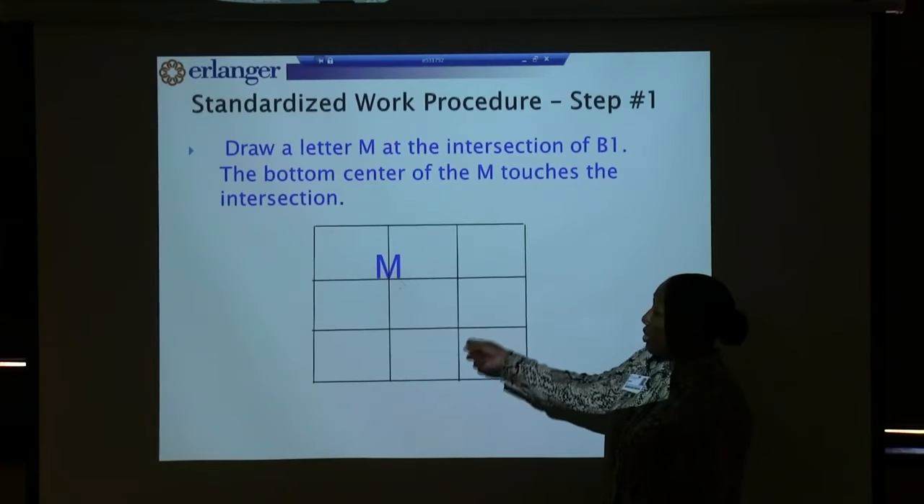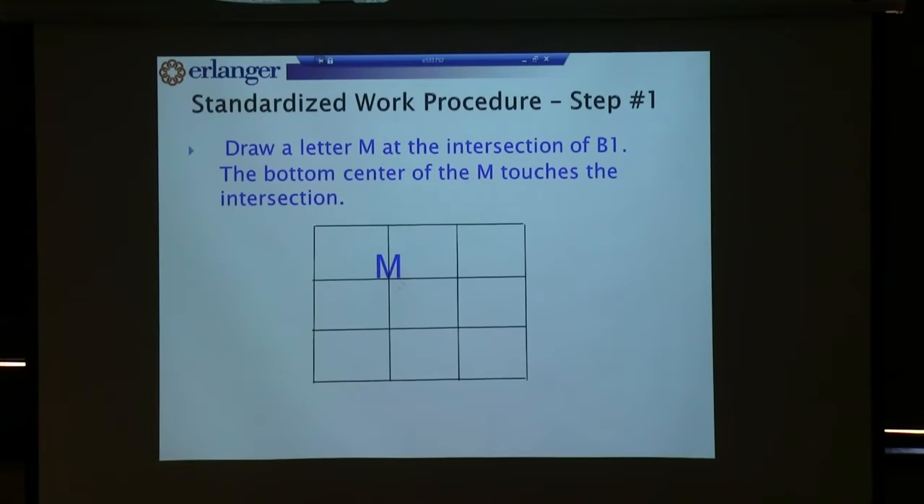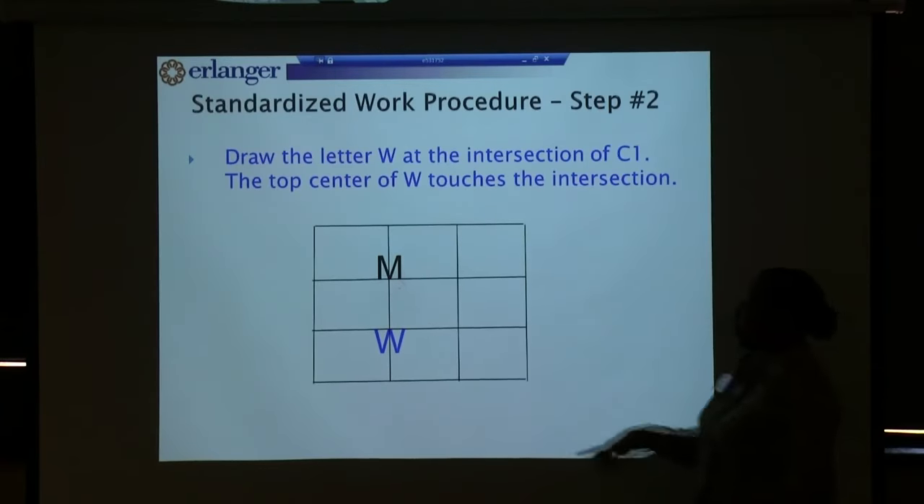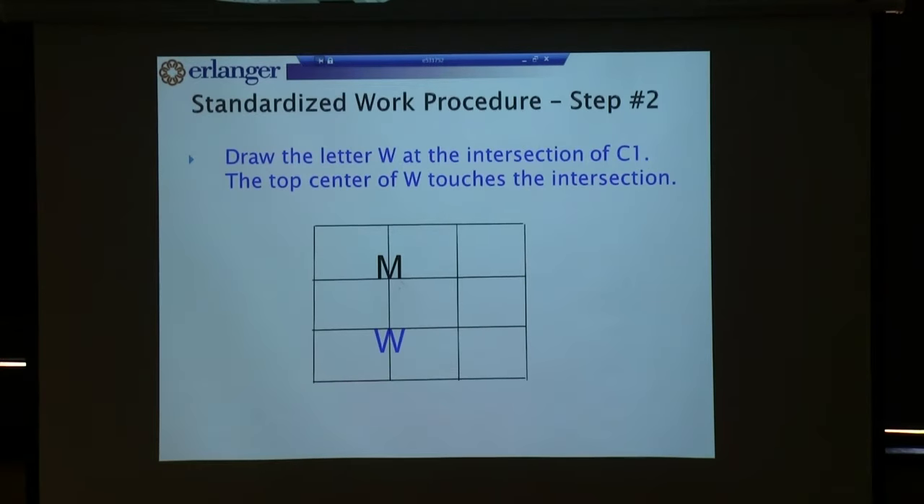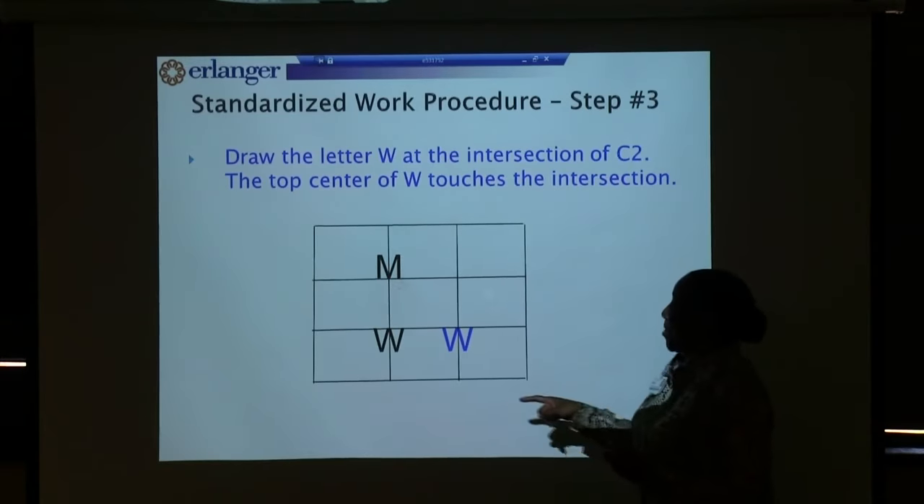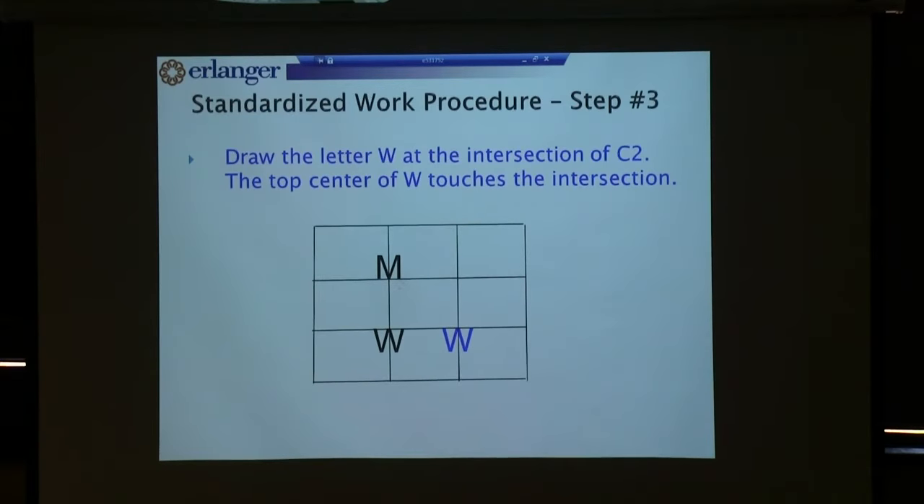And for each of these, you'll draw several letters so that it covers half of the square. Okay, all right. So the next step is in that bottom row in between the first and second squares, I need you to draw a W. Third row, in between the second and third squares, if you could draw another double. Okay. Everyone good with that? Don't want to leave anyone.